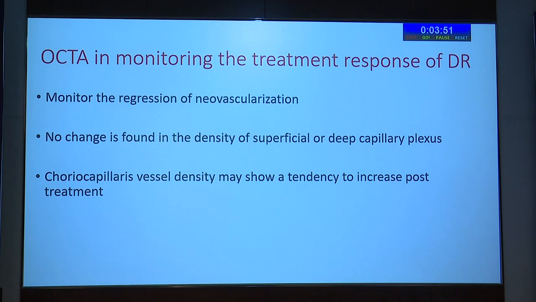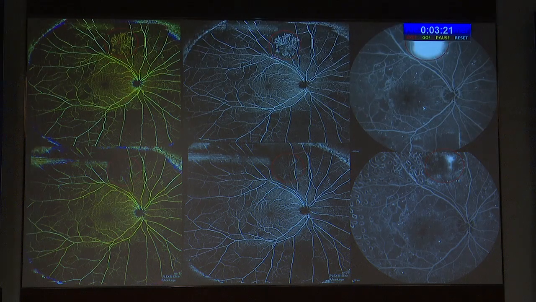OCTA in monitoring the treatment response of diabetic retinopathy, again you can be keeping a documentation of how your patient is responding to the treatment being given by you. So beautifully, you can monitor the regression of neovascularization. No change is found in the density of the superficial or deep capillary plexus, and the choriocapillary vessel density may show a tendency to increase post-treatment. So these are the three things that you can keep a watch on, and it is going to help you in monitoring the response to the treatment that you are giving.